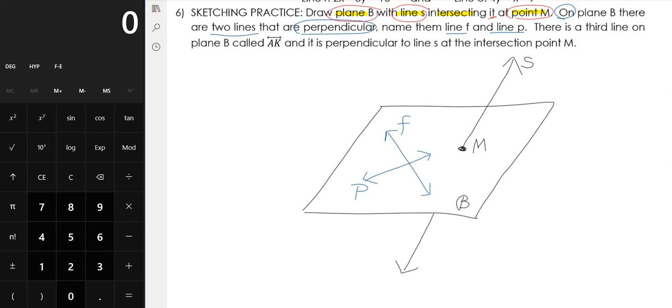Okay, so we have two lines that are perpendicular. Oh, let me show how it's perpendicular. Let me put the little right angle symbol at the intersection point. That's how I convey to you that it's perpendicular. That symbol, that little box. Okay, so we're done with the second sentence.